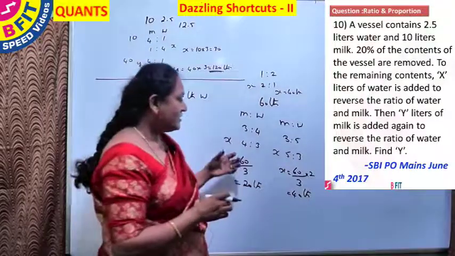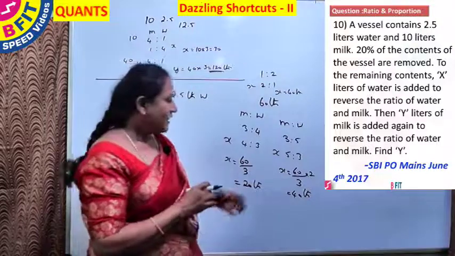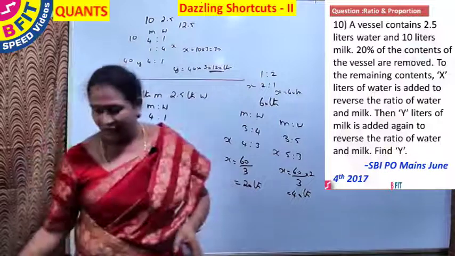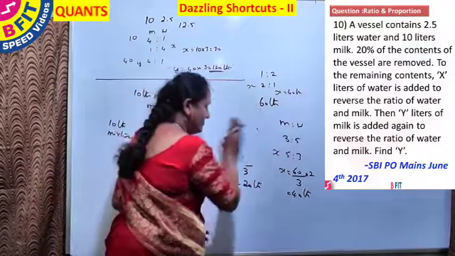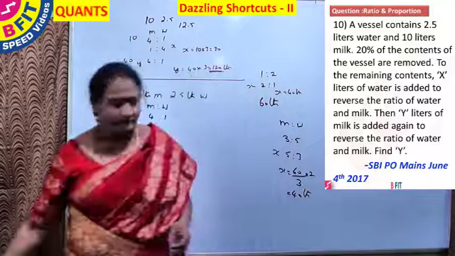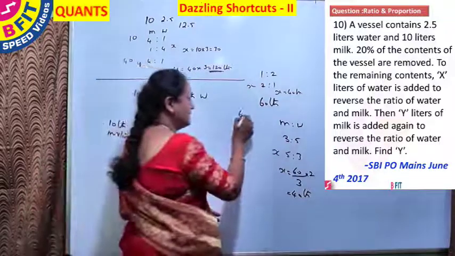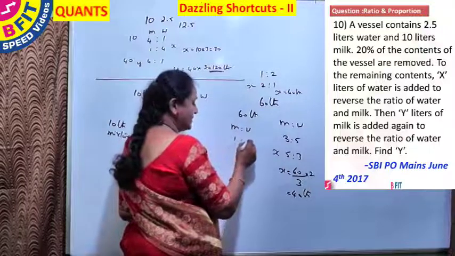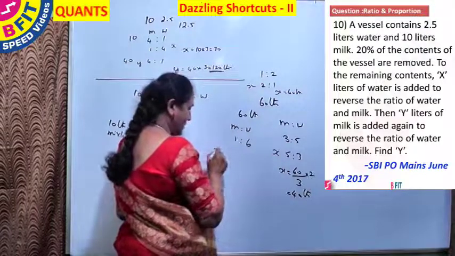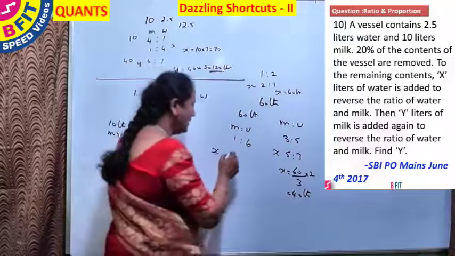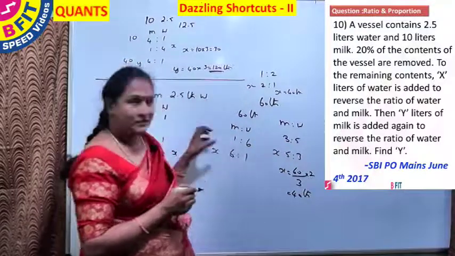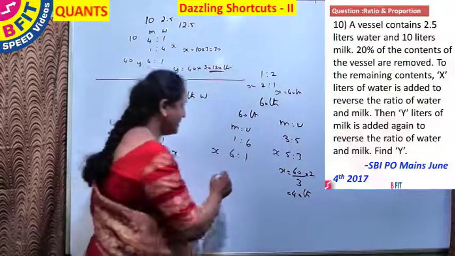So friends, this is one super shortcut where you can get the answer without all this working. Suppose you have the ratio. In the 60 liters, milk to water is 1:6. How many liters of milk should be added to reverse the ratio? So what is the answer? Just seeing the ratio, you can write the answer.